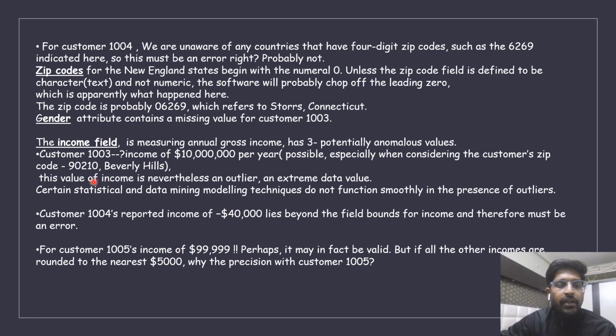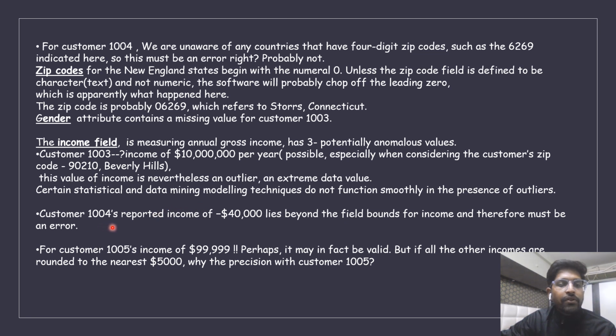The next one is the income field. The income field contains outliers. As we can see, the income of customer 1003 is very large compared to the others. So it is an outlier and an extreme data value. Certain statistical and data mining techniques do not function smoothly in the presence of outliers.